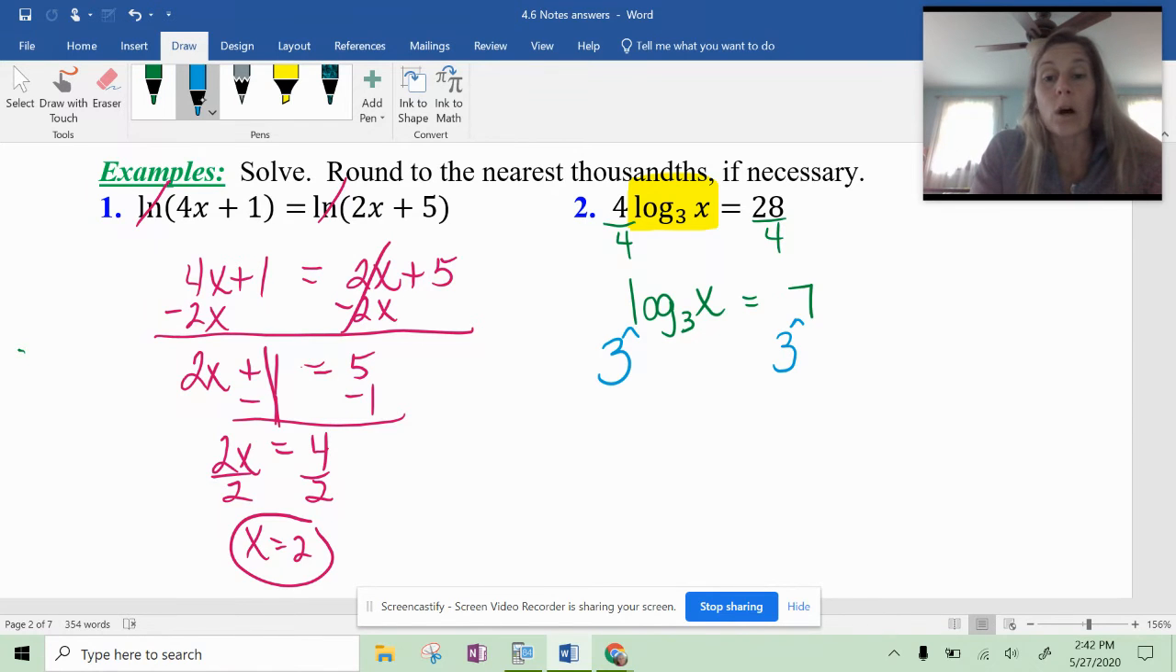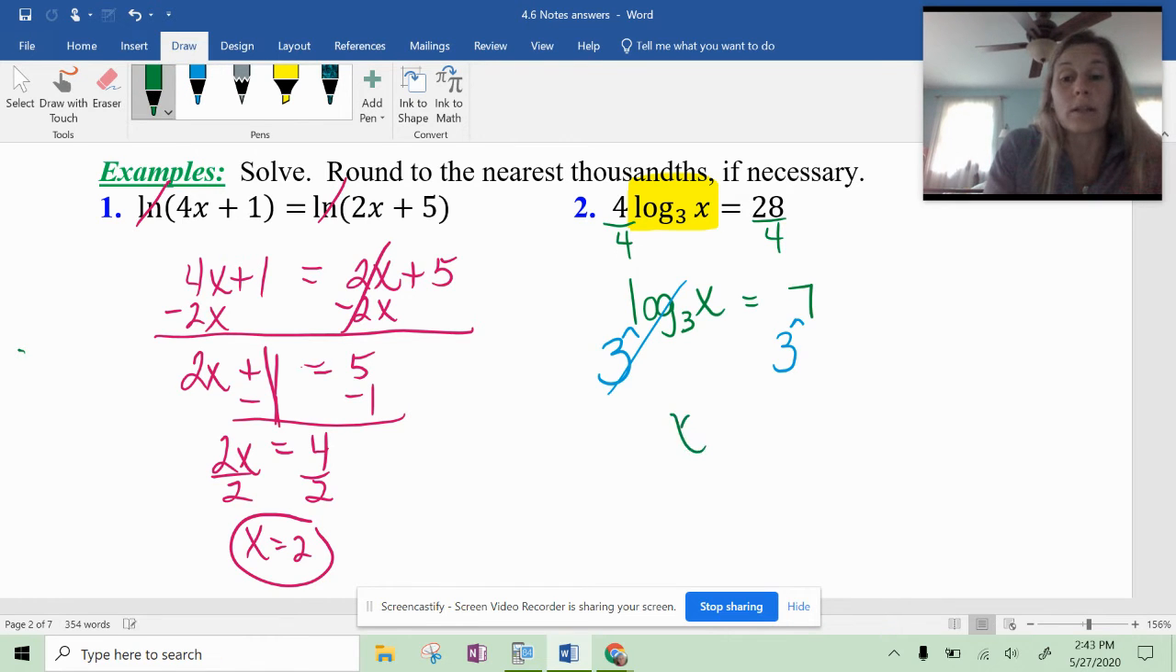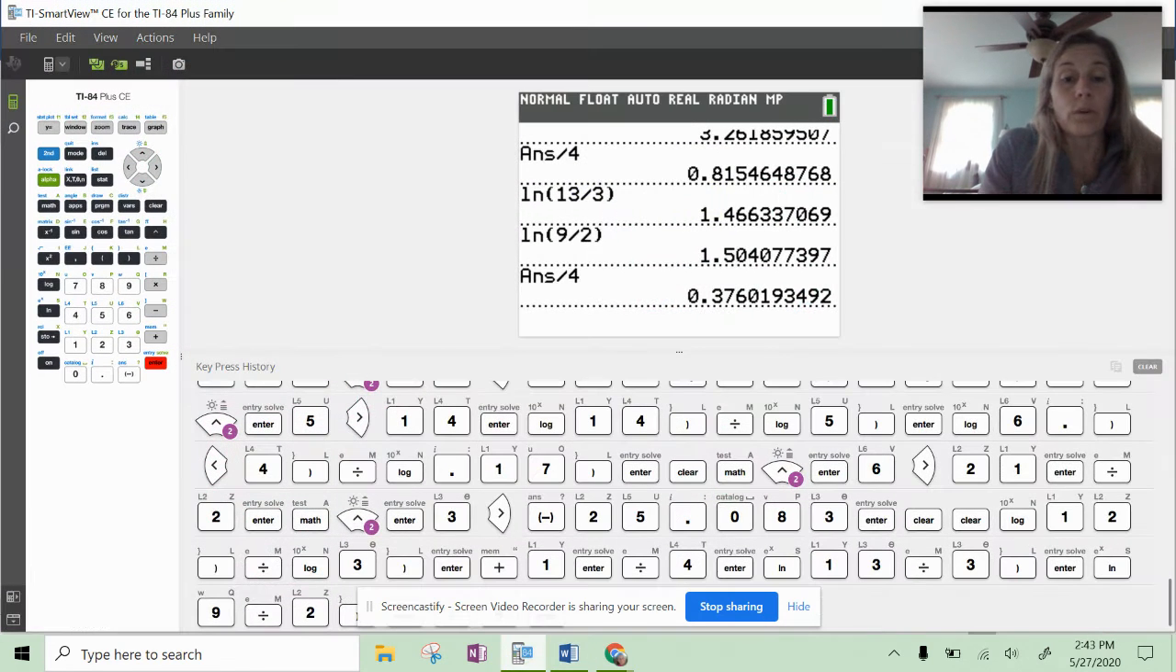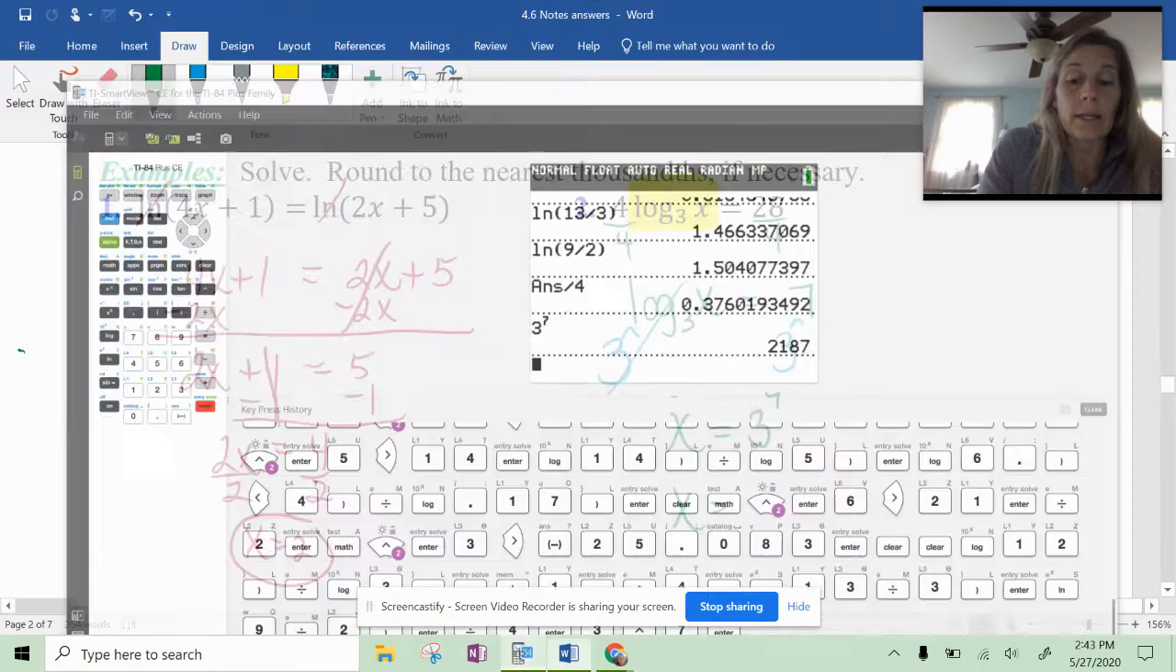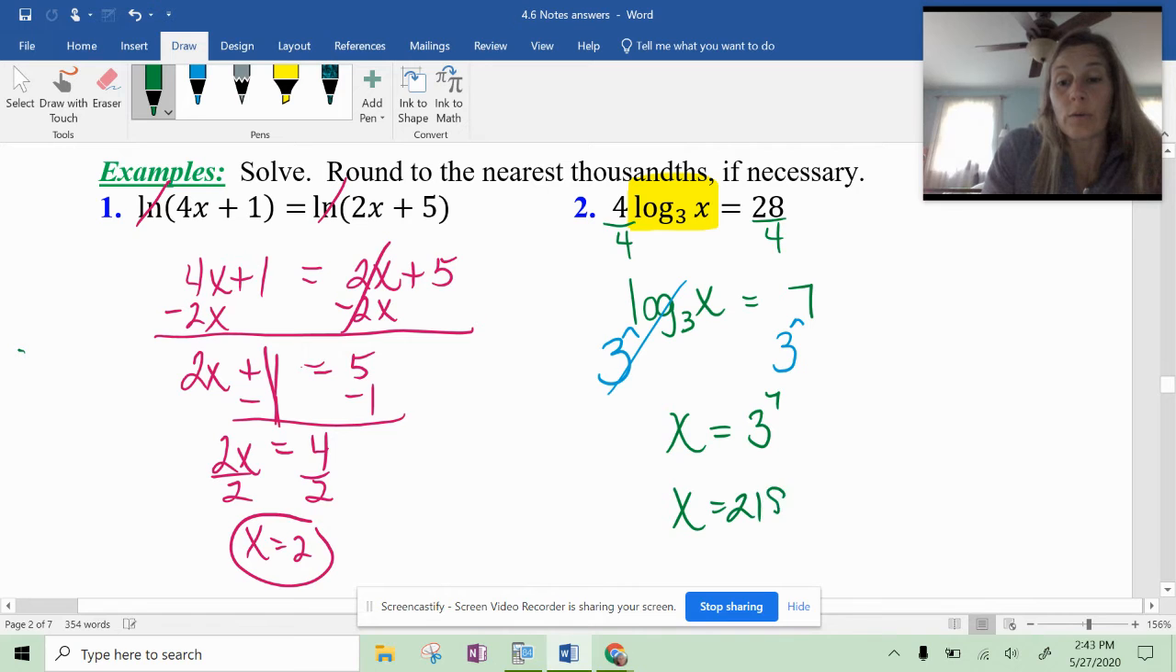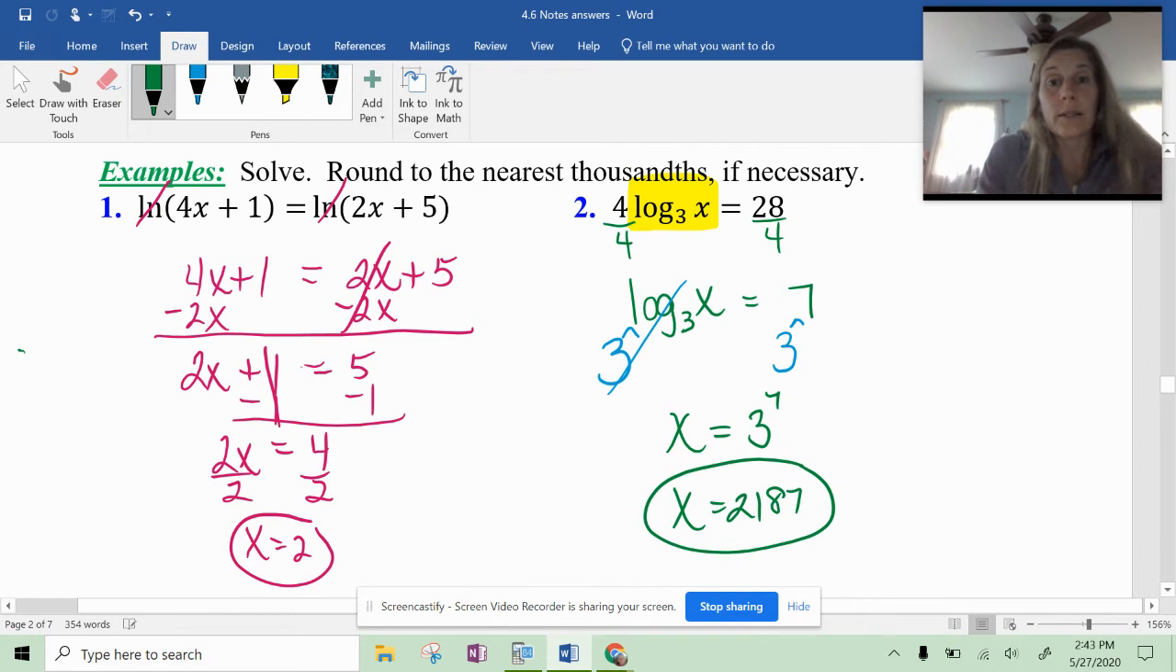So now when you do 3 raised to log base 3 of x, all of that cancels, and you're just left with x. And on this side, you have 3 to the 7th power. And of course, you could go ahead and do that on your calculator, if it's not too big of a number, 2187. So your answer there would be 2187.